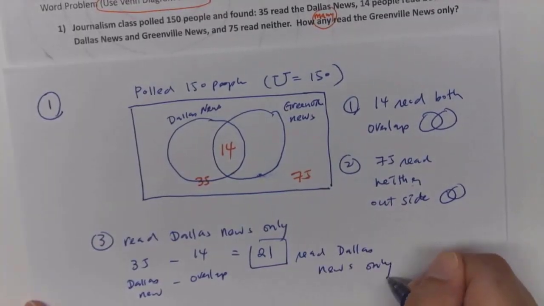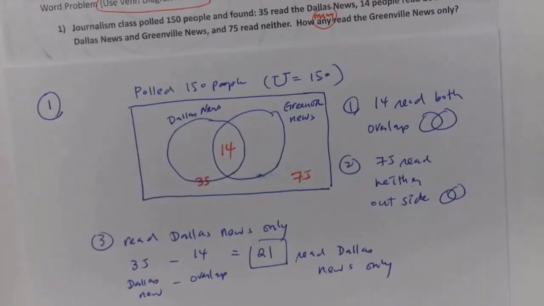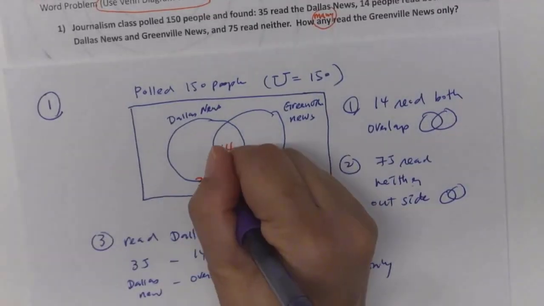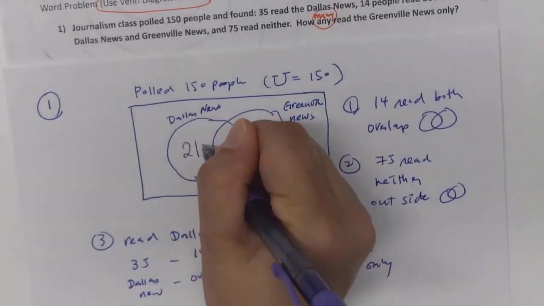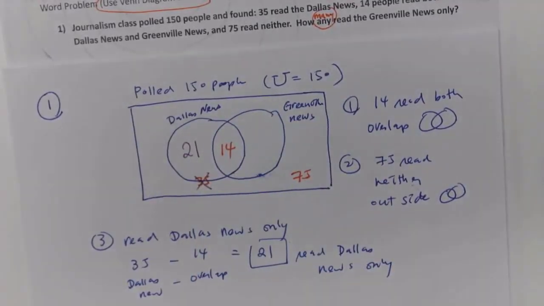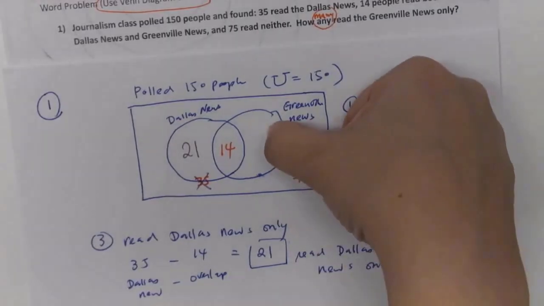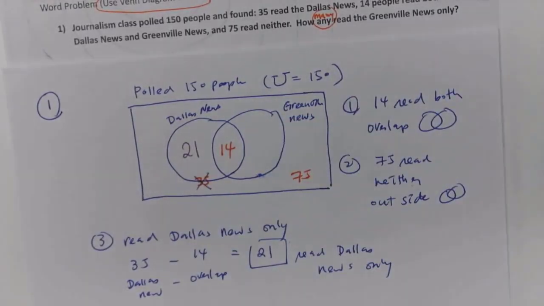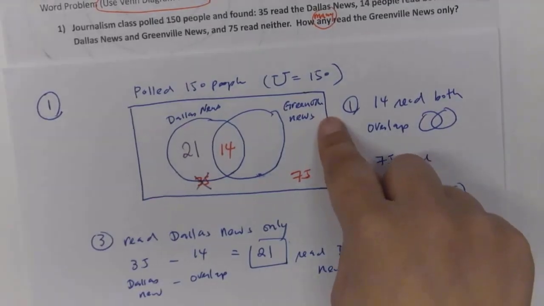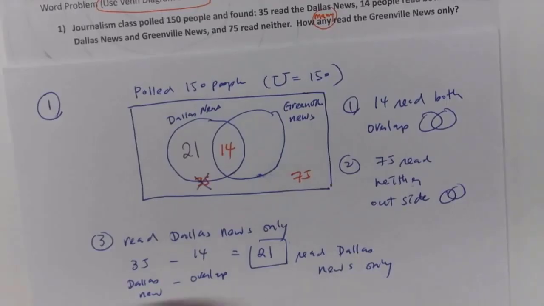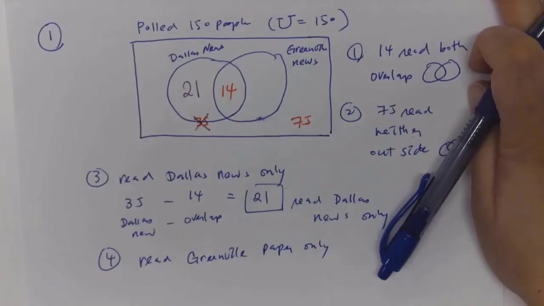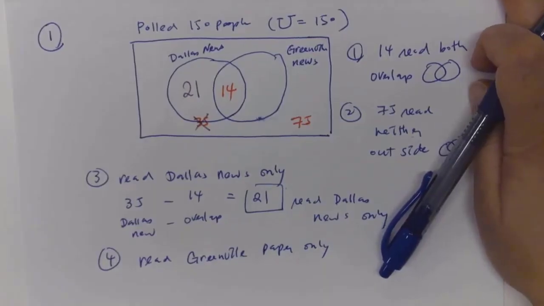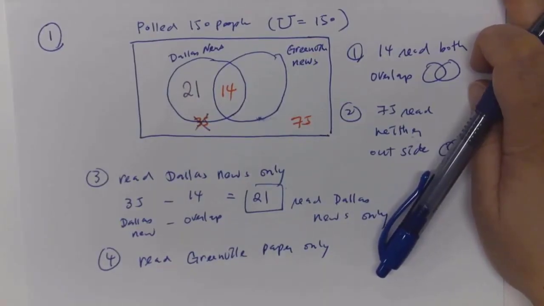Are we okay? So you're going to need to be able to figure that out on your own. So now I don't have 35 here anymore because 35 minus my 14 is going to be 21 here. Okay, so the whole thing, I only have one blank spot, right? So I need to figure that part out. This is the part for reading Greenbow paper only, right? So how do I figure that out? Add what up? 21 plus 14 plus, and then what?